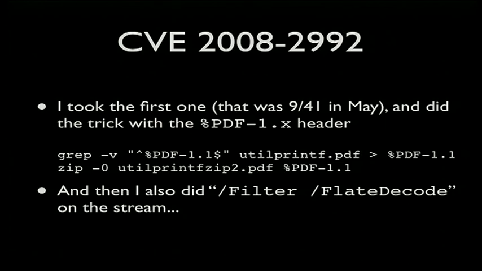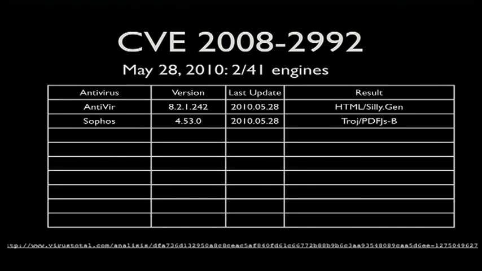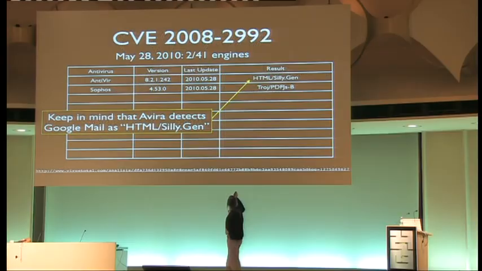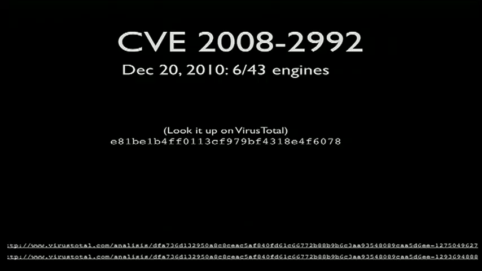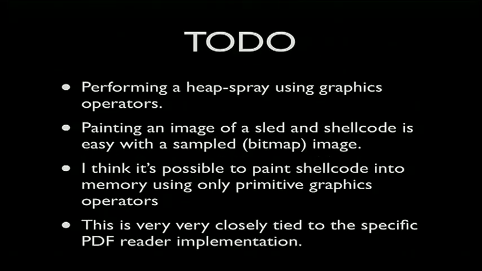If you do the trick where the PDF header disappears, and also you compress the JavaScript, then it drops down to 2, or at least back in May. But something to keep in mind is if you Google this signature, you see a lot of people complaining that it detects things like Google Mail as being malicious. It's their heuristic thing that false positives on everything. Anyway, today it's like 6.